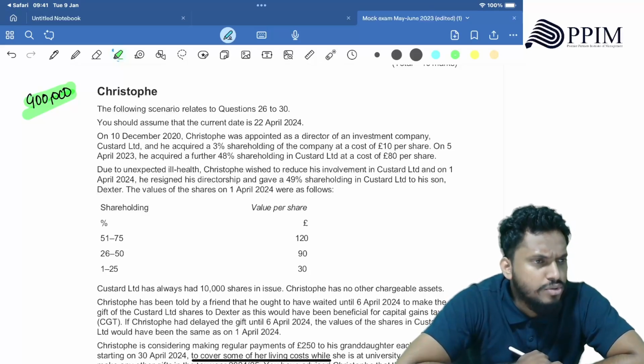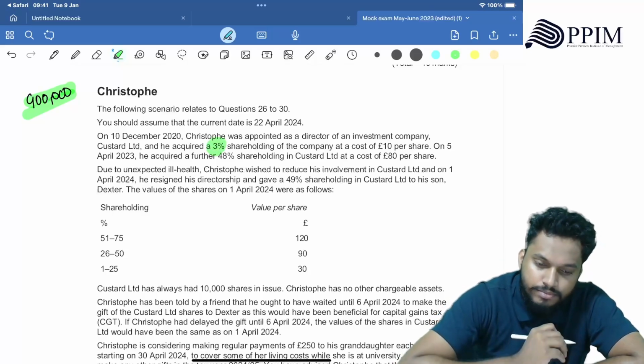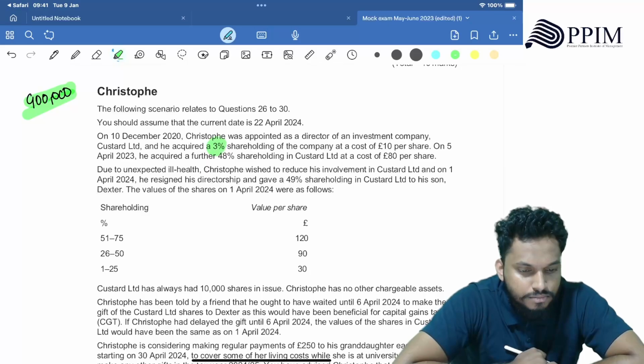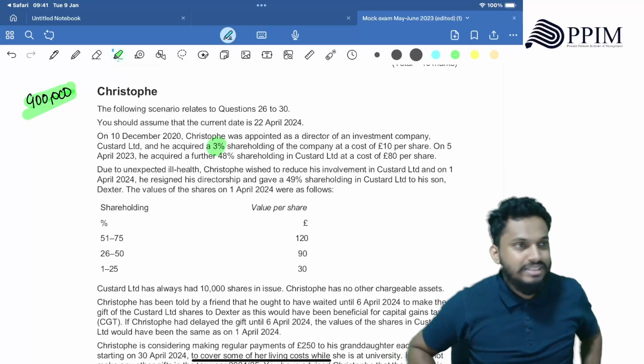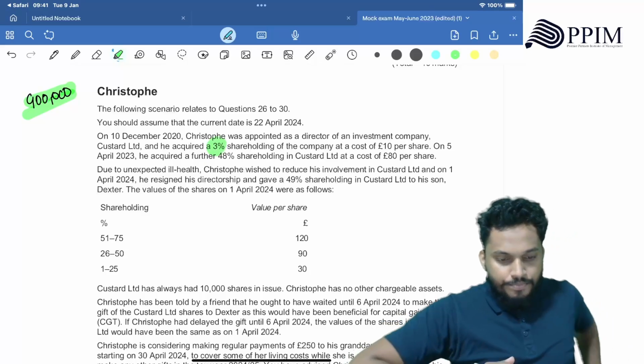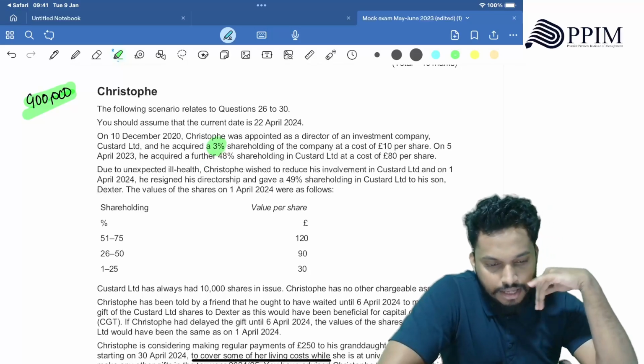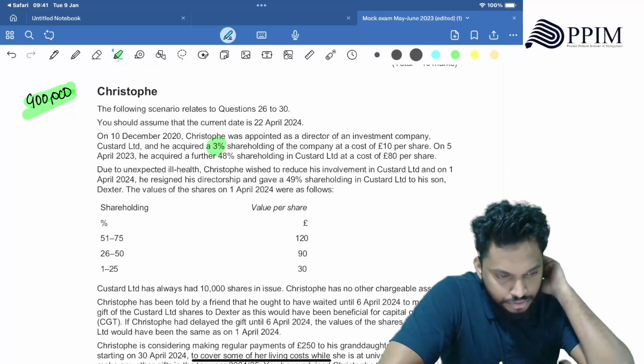On 10th December 2020, Christopher was appointed as a director of an investment company, Custard Limited, and he acquired 3% of the shareholding of the company at a cost of £10 per share. They are telling that it's an adapted question. That's why they are saying it. In the final exam they won't say that. They will give you the correct one.